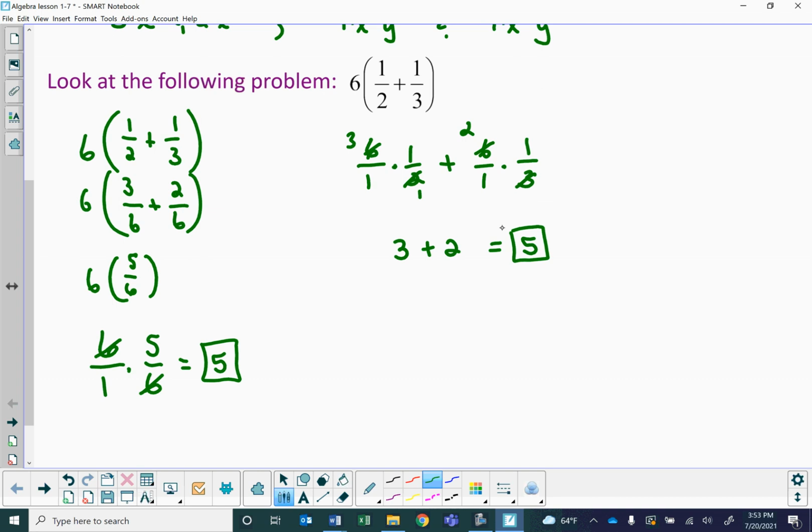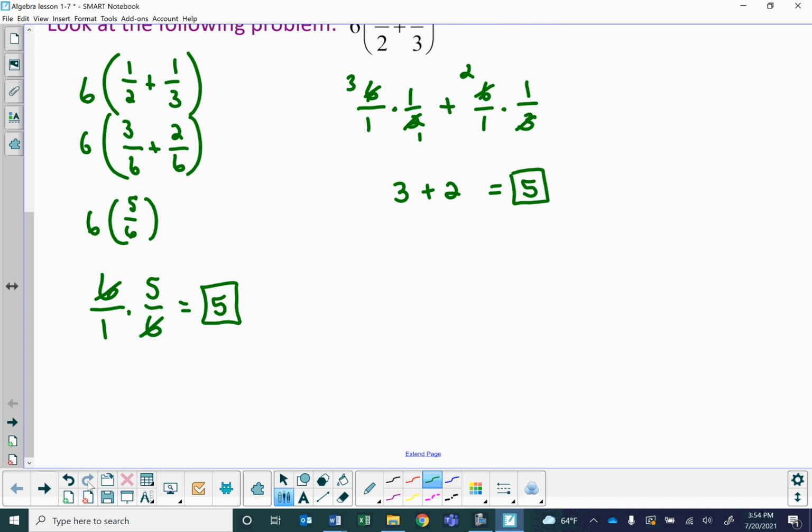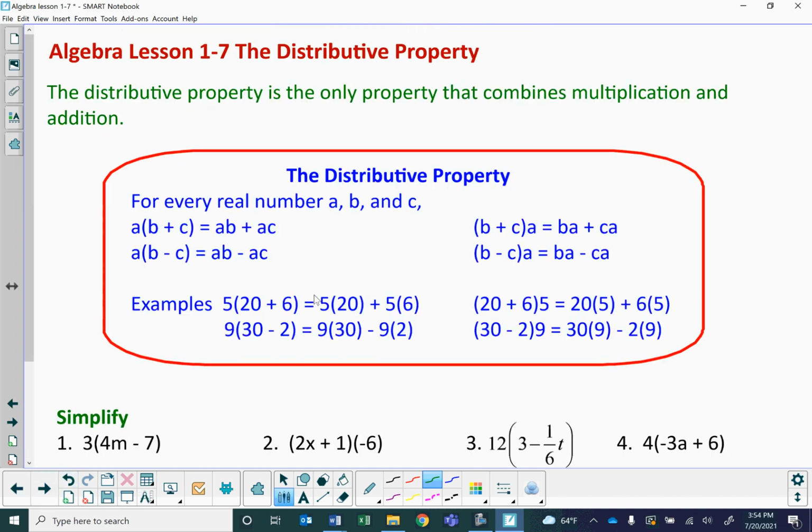All I did was use something called the distributive property. In this particular problem, you can add first and then multiply, or you can multiply and then add. That is the distributive property in a nutshell. The distributive property is the only property that combines both multiplication and addition or subtraction. It specifically states that for every real number a, b, and c, a times the quantity b plus c is the same thing as ab plus ac.